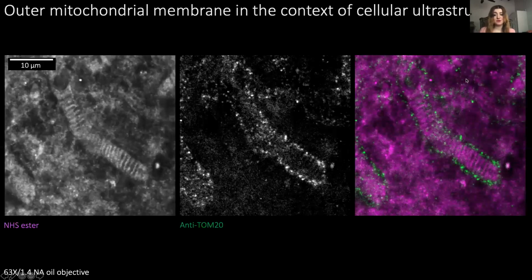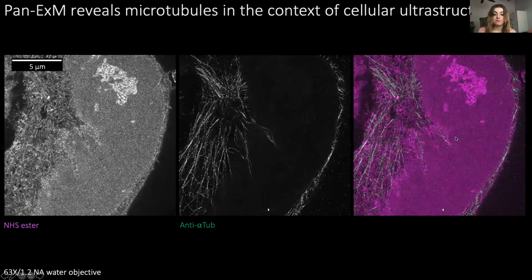Pan-ExM is compatible with immunofluorescence techniques. This is an IF against TOM20, which is an outer mitochondrial membrane protein. And so here you can see TOM20 in the context of the ultrastructure of the cell. Pan-ExM is also compatible with specific microtubule staining, opening the possibility of imaging the cytoskeleton in the context of a cellular ultrastructure. I show this here.